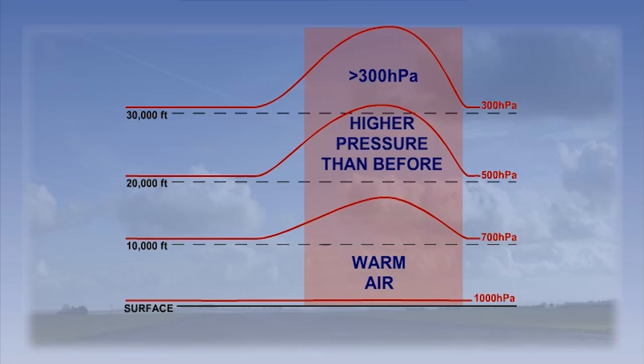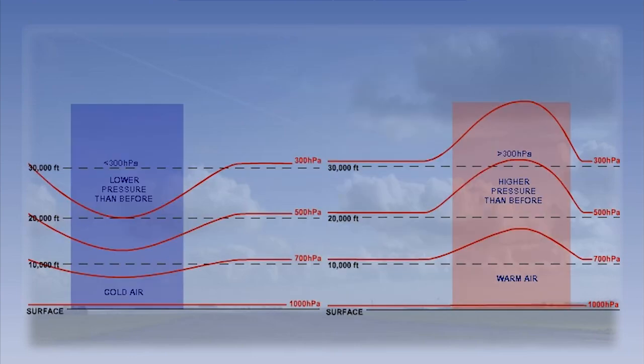Look at the pressure now at 30,000 feet in the warmer air. It is no longer 300 hectopascals. You can see the pressure is much higher now. In summary then, we can say that warm air causes isobars to expand in the vertical, decreasing the pressure lapse rate and increasing the pressure at any given height.